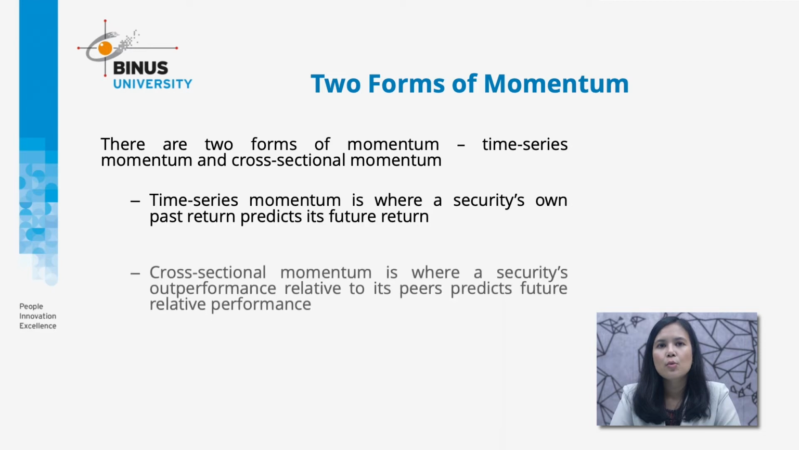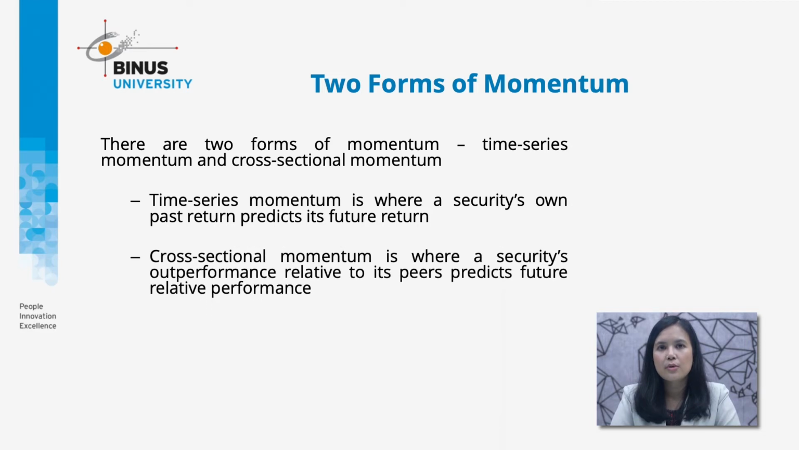Cross-sectional momentum is where a security's outperformance relative to its peers predicts future relative performance. With cross-sectional momentum, this involves ranking stocks on the basis of their performance over the previous J months and then identifying as winners those stocks that rank in the top of the distribution, and as losers those stocks that rank in the bottom.